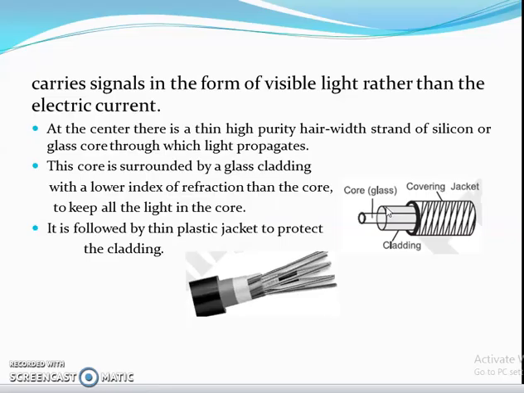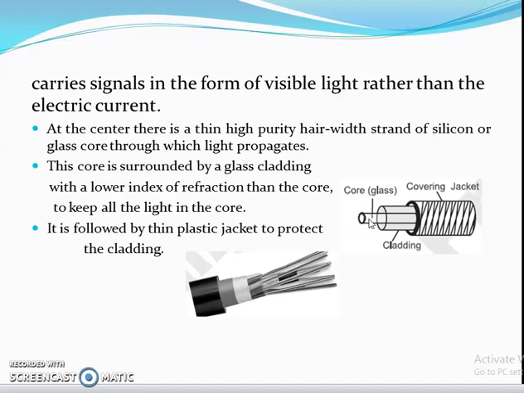So the optical fiber carries the signal in the form of visible light rather than the electric current, because I told you that electric current was used to carry the signal in twisted pair and in a coaxial cable. So what is the makeup of the optical fiber?